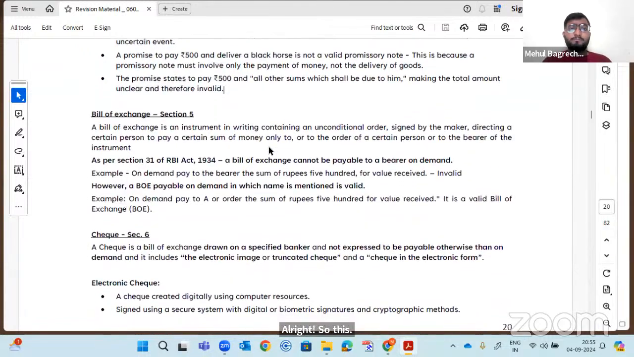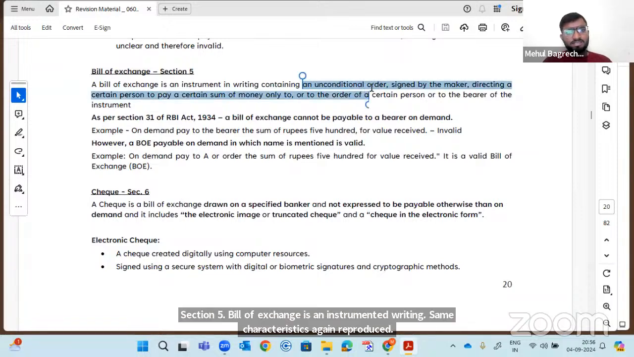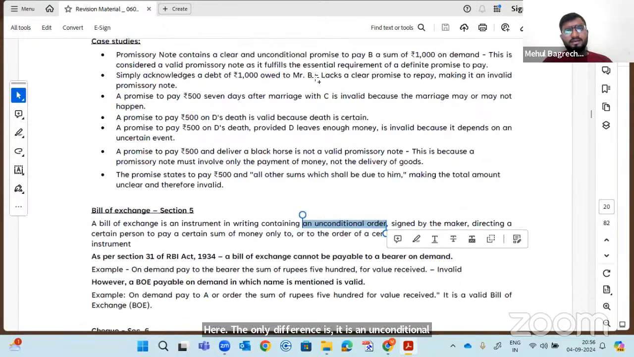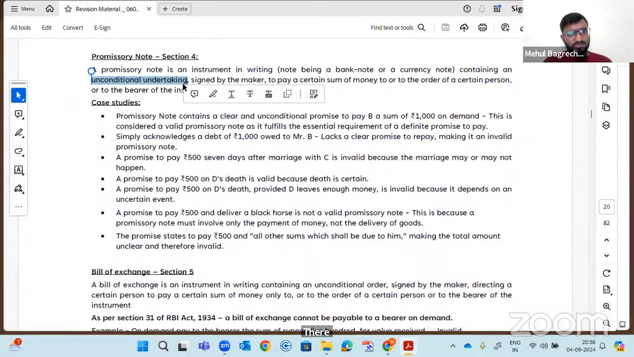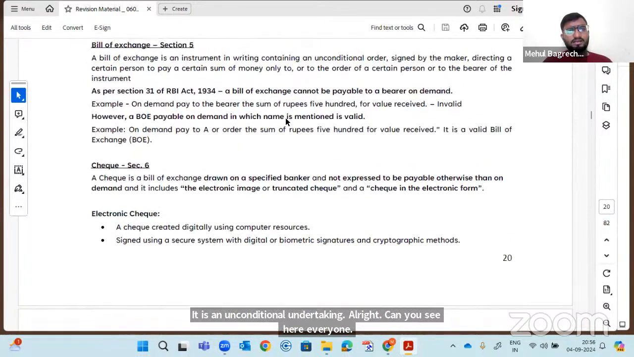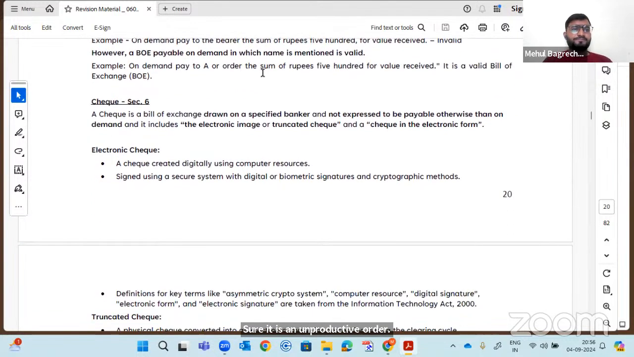Second point is on bill of exchange. Now, what is this bill of exchange, sir? Section 5 defines a bill of exchange as an instrument in writing. Same characteristics again reproduced. Here, the only difference is it is an unconditional order. There, it is an unconditional undertaking. Here, it is an unconditional order. Clear, everyone? Understood?